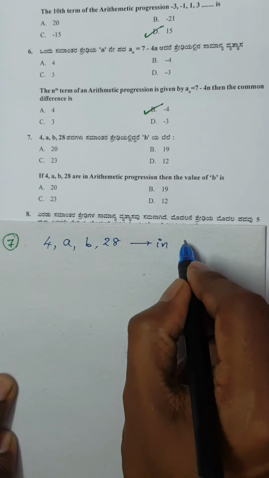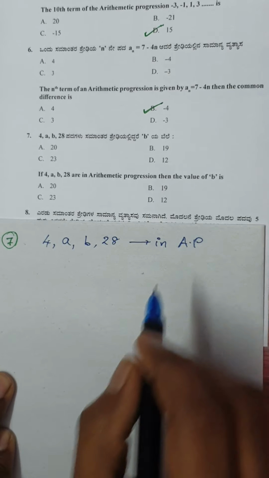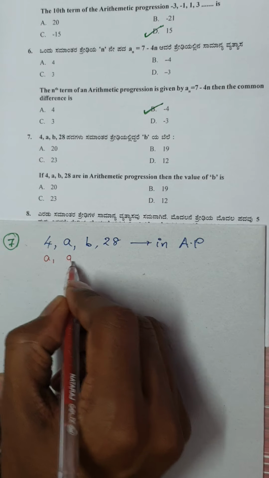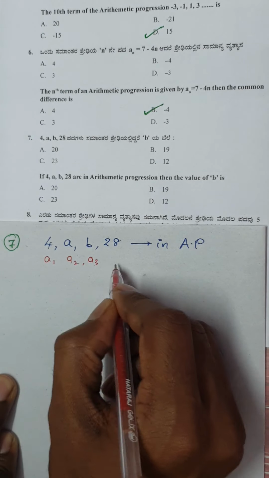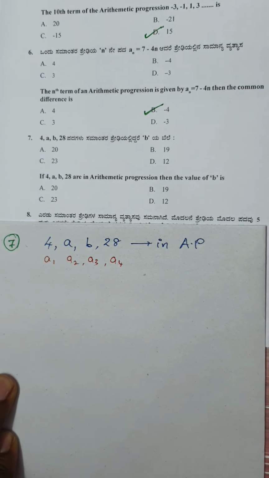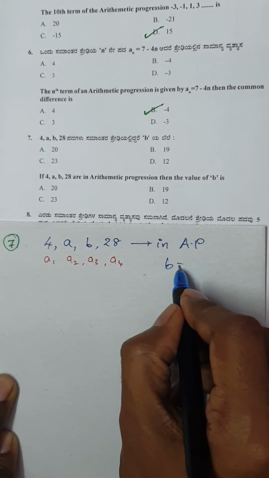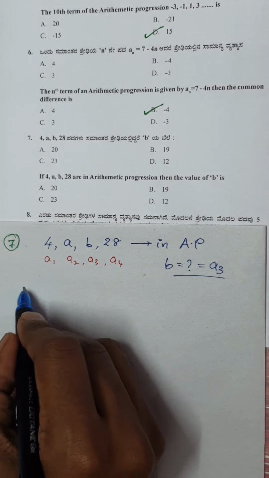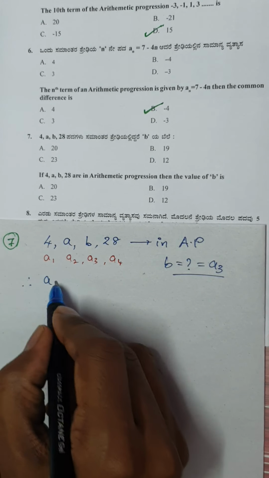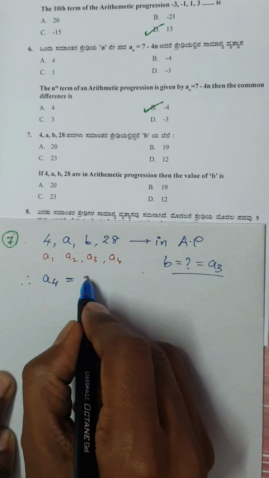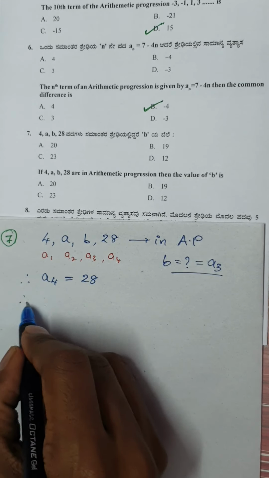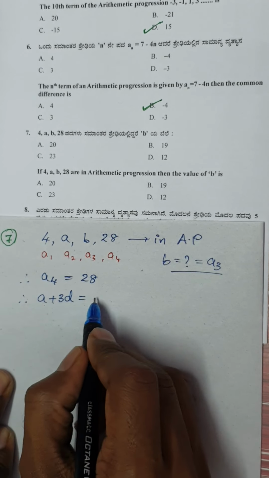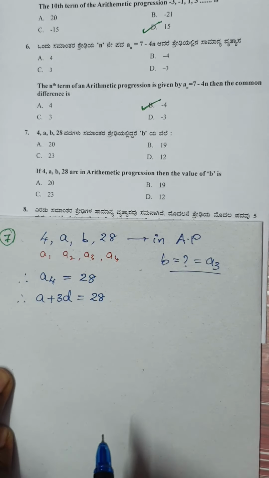Okay, there are many methods to try this. I will follow the simple method. Since they are in AP, let me consider these as the first term, second term, third term and fourth term. That means I have to find out b. b is unknown, which is nothing but a3, isn't it? So let us find this out. Let me consider the last term. a4 is nothing but actually 28, isn't it? What is a4? We all know a4 is equal to a plus (4 minus 1), that is 3d, is equal to 28. Are you following?